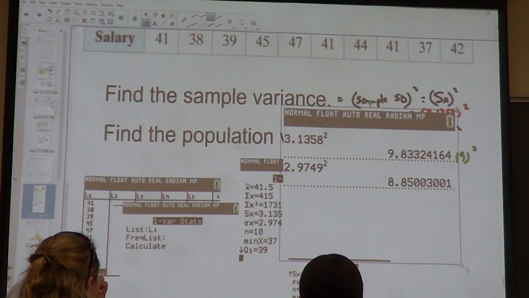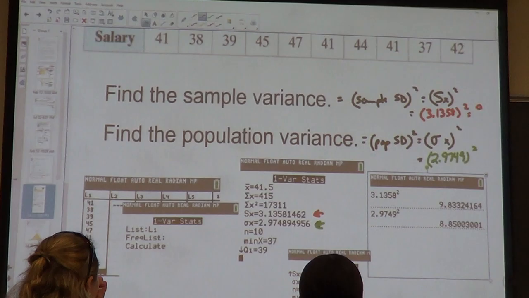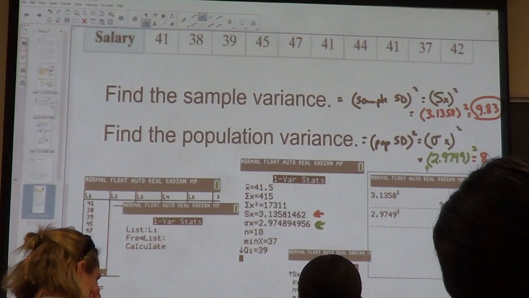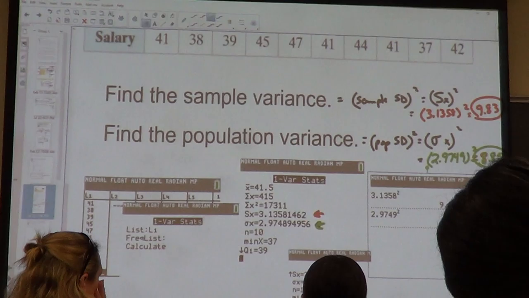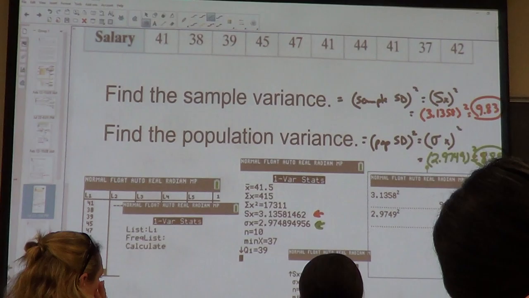So my first answer, let's say I wanted it to 2 decimal places, my first answer is going to be 9.83, and my second answer is going to be 8.85. We good? So variance is just whatever your standard deviation is squared.